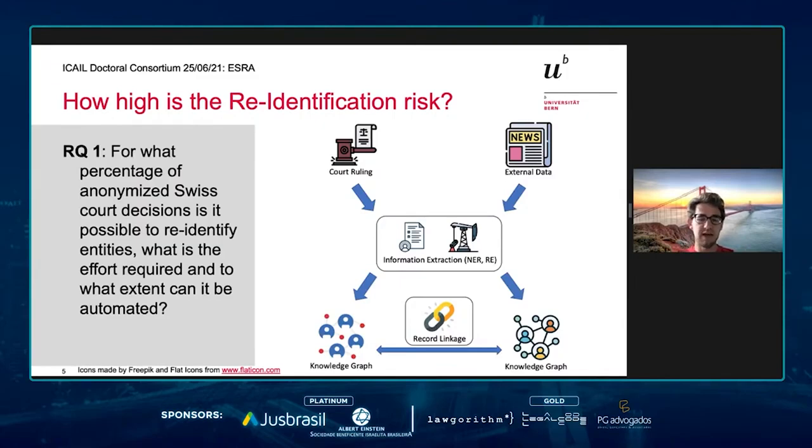On the right side, you can see a high-level overview of the process which we plan to use to perform this re-identification. It's a combination of the court rulings and the external data, where we will extract the information to build knowledge graphs and perform record linkage or ontology mapping. But more on this later.